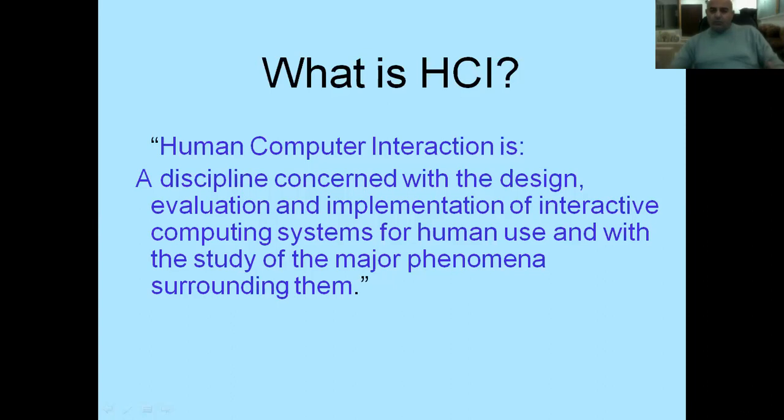So human-computer interaction is a discipline concerned with the design. We should take into account design, evaluation, and implementation of interactive computing systems for human use and with the study of the major phenomena surrounding them.